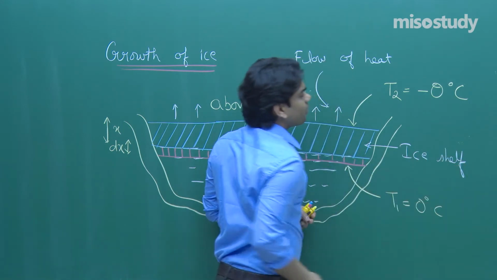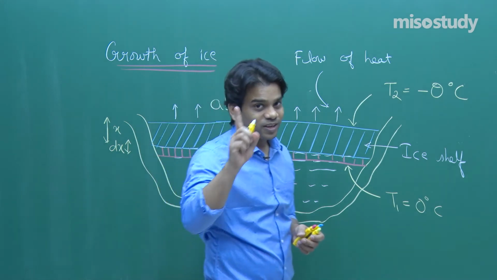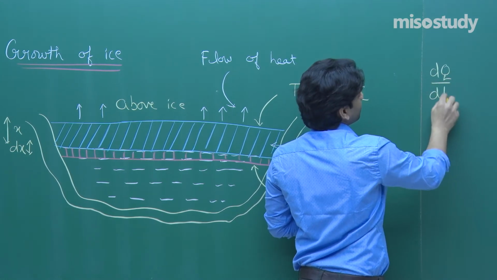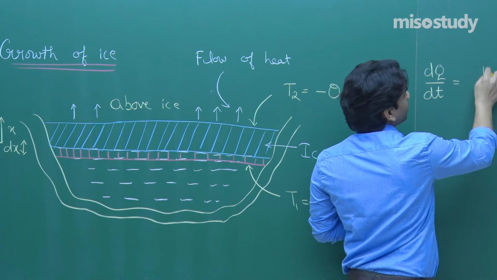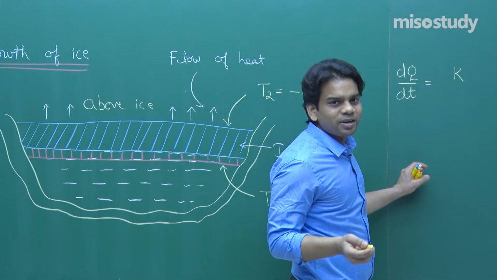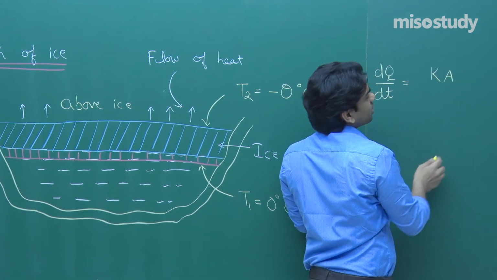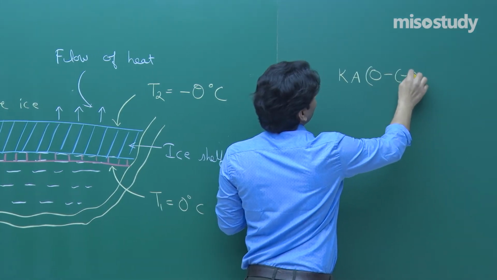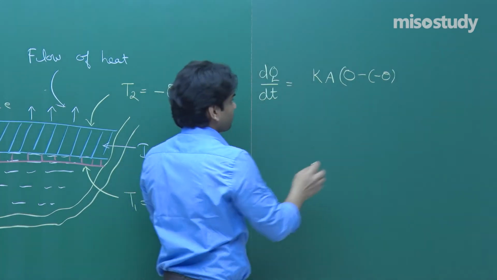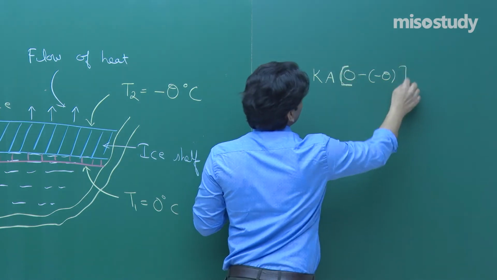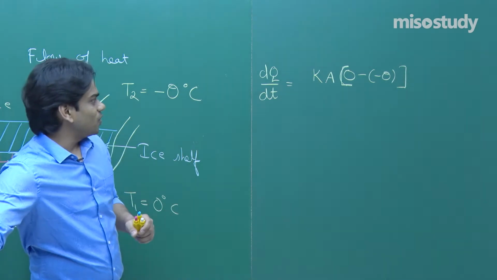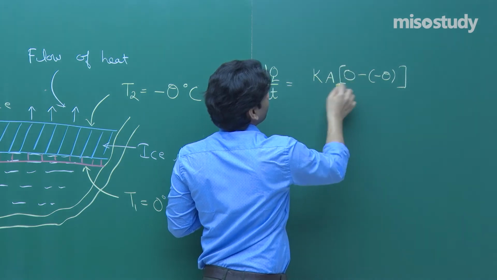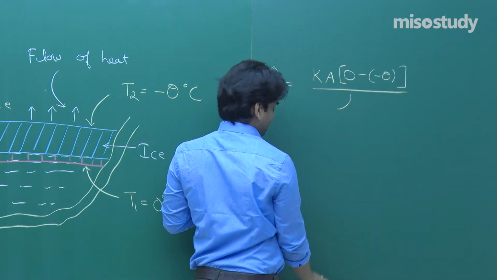Now, if I write the rate of transmission of heat through this layer of ice, we can write dQ by dt, the rate of transmission of heat, is equal to K A (T1 minus T2), where K is the thermal conductivity of ice and A is the area of cross section. So we write 0 minus (minus theta) in a big bracket. This formula will let us evaluate the rate at which heat is flowing, divided by this length, that is x.